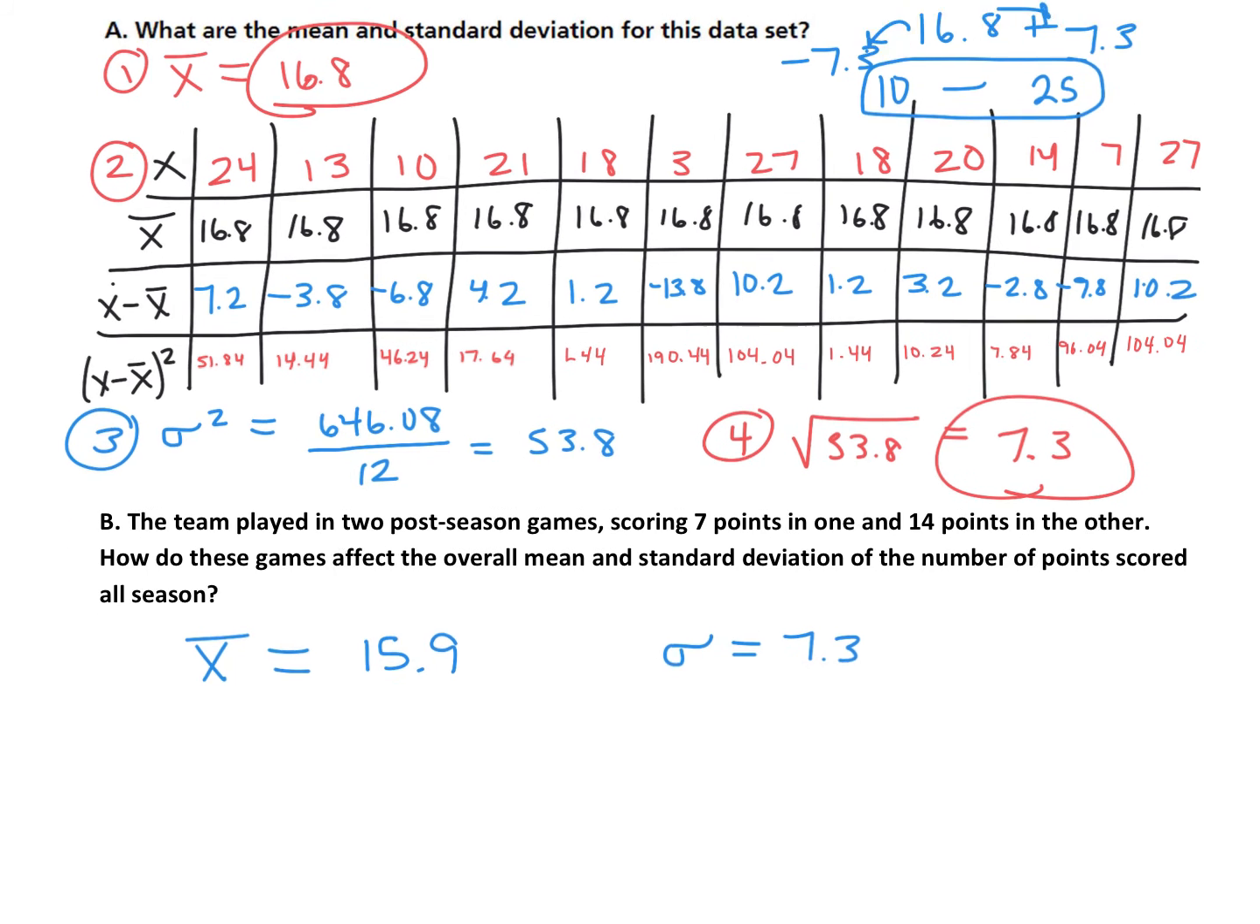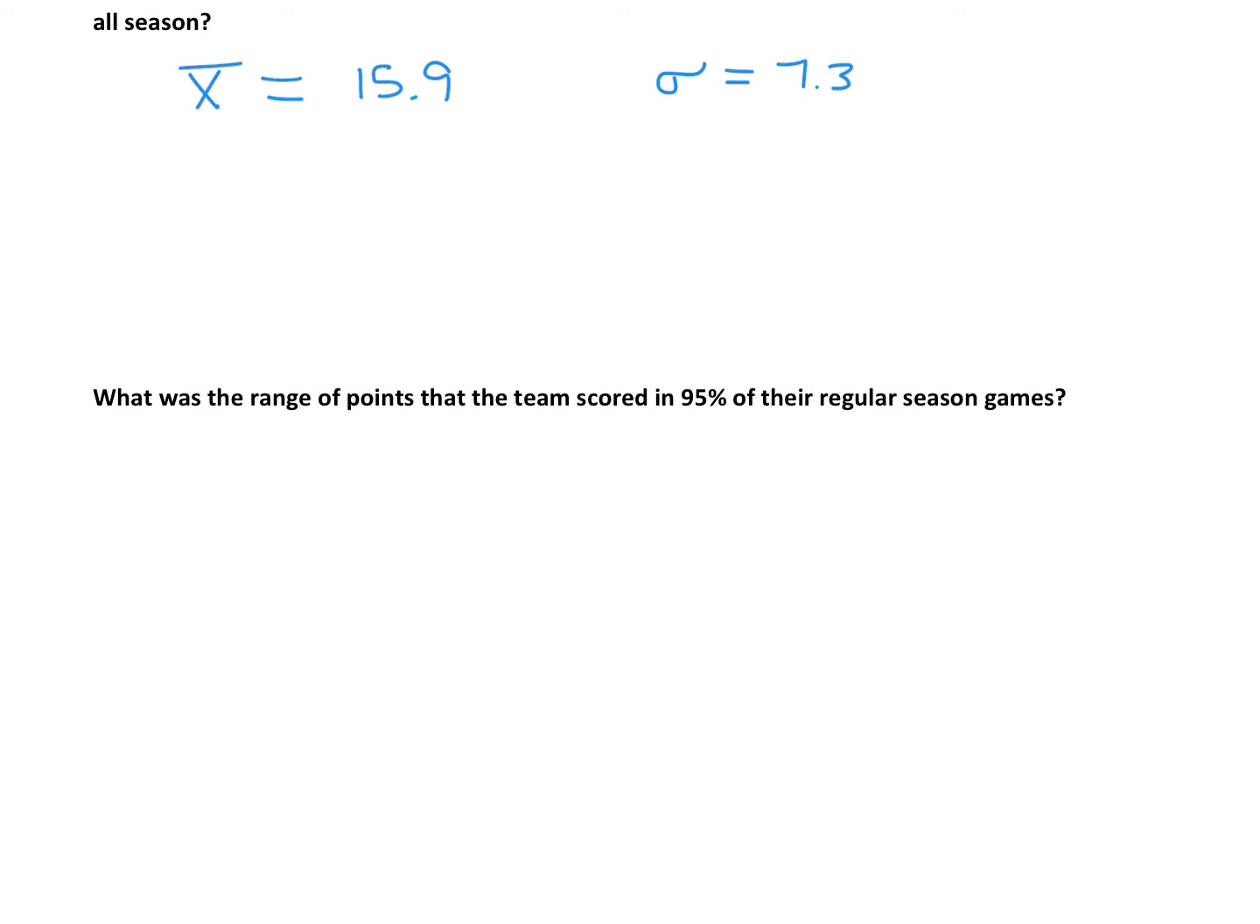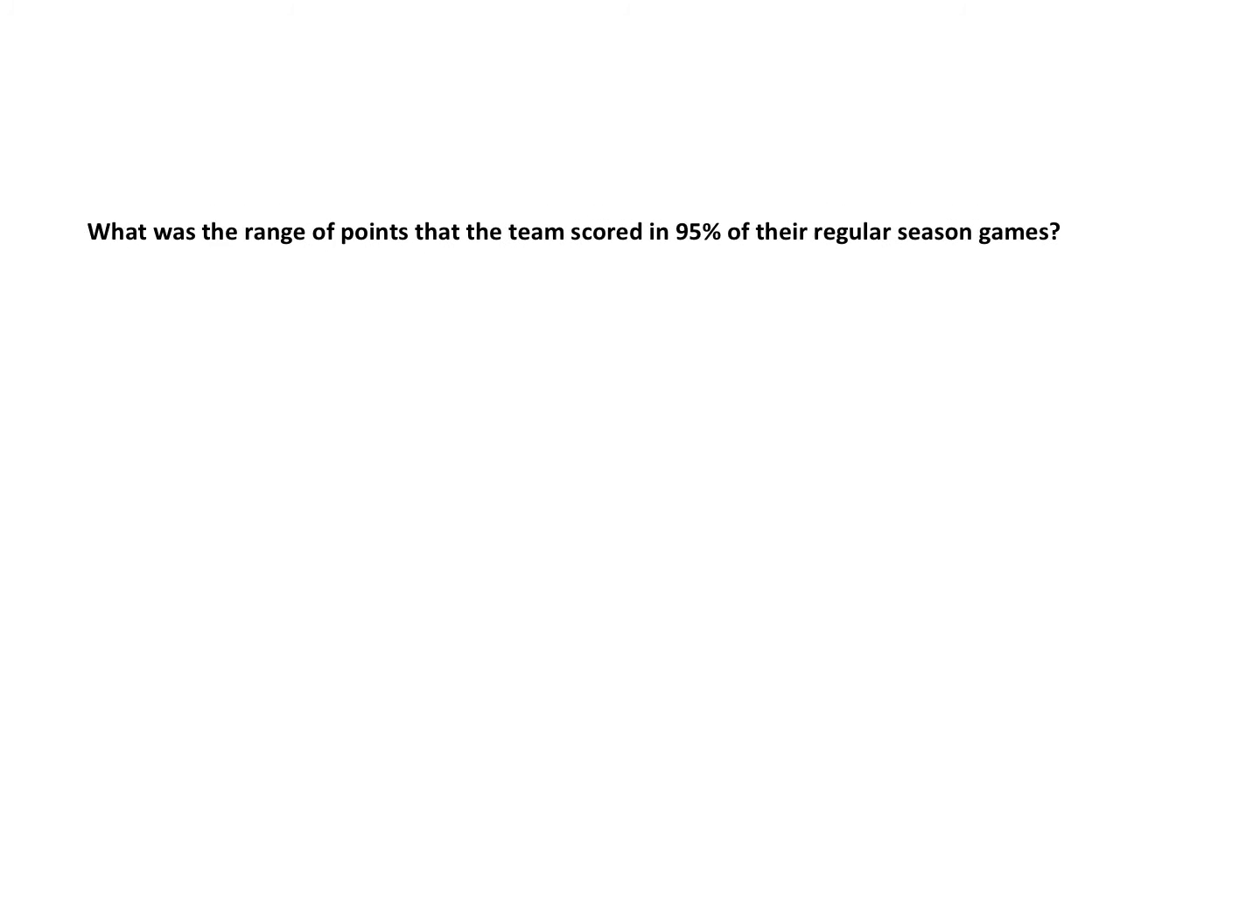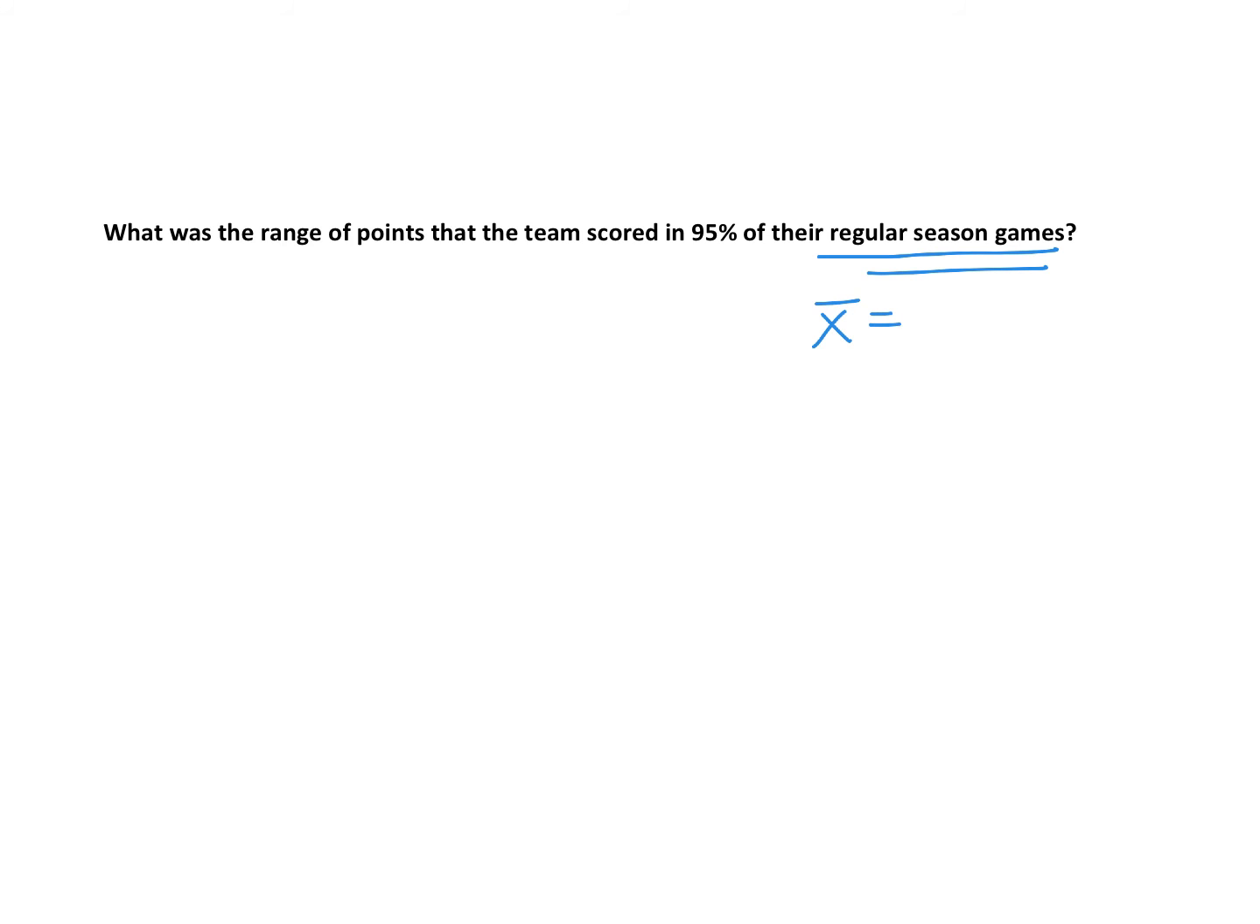All right, I think we have one more question to look at. What was the range of points that the team scored in 95% of their regular season games? So first, regular season. So where we added in the two values, we don't have to worry about that. So what we'll want to know is the mean and the standard deviation of the regular season. We found that up above. We'll do a little bit of rounding. So the mean was about 17, and the standard deviation we'll leave at 7.3.